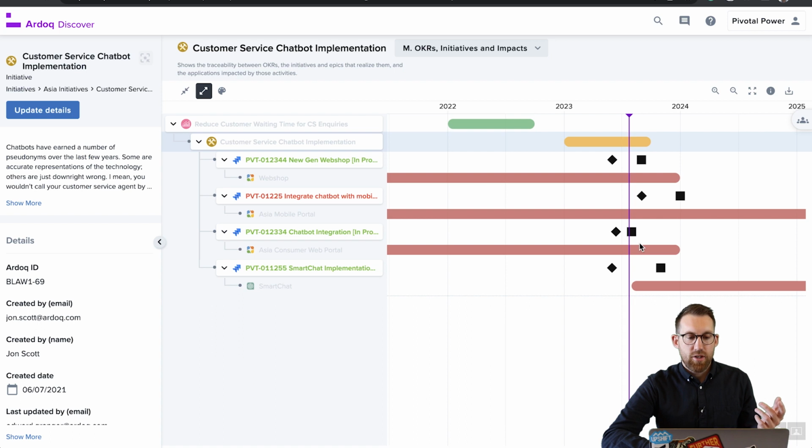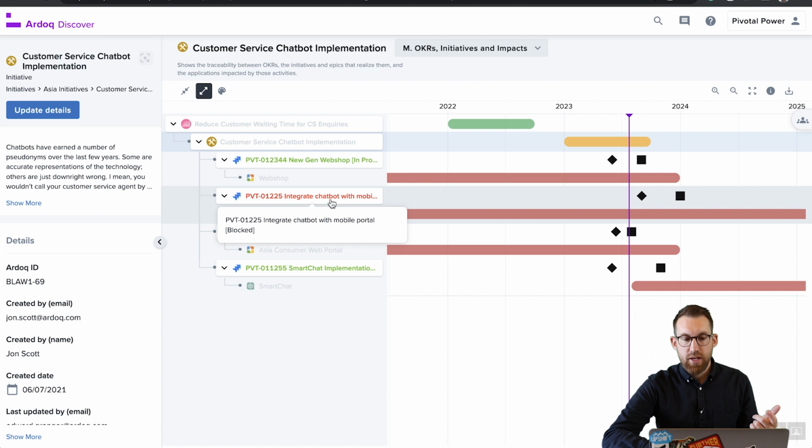The great thing is we actually also see what applications are potentially impacted by each of these initiatives, and we can actually drill down. So we see that Ardoq has identified that this initiative is off track. It has a planned delivery date that is after our objective, and it's also impacted by this application. So let's drill into that application.